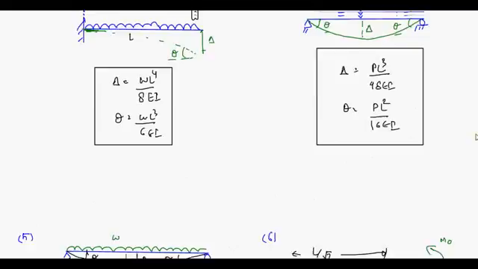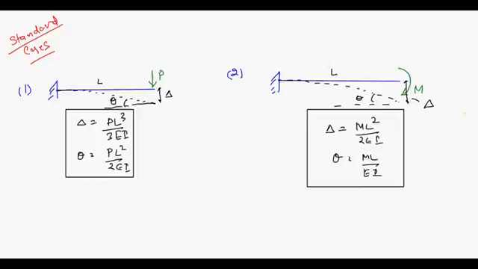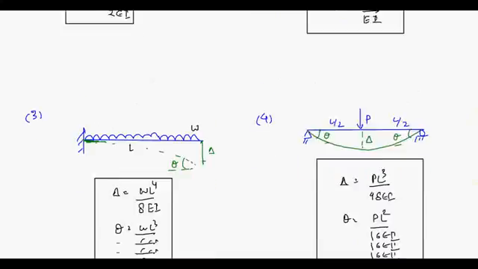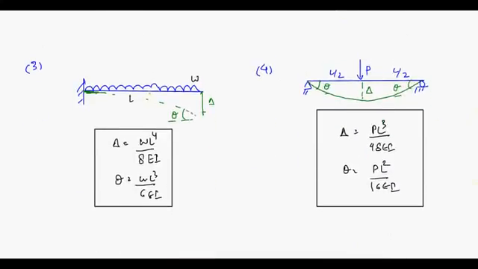Let's revisit them once again so that you are able to remember something. This is very simple. If you have a cantilever and a point load is acting at the free end, your deflection will be P L cube upon 3 EI and rotation will be P L square upon 2 EI. If you have moment, it is M L square upon 2 EI and M L upon EI. Two cases. Third case, you are having W here, so you will have W L to the power 4 upon 8 EI as your deflection, and W L cube upon 6 EI as your rotation.